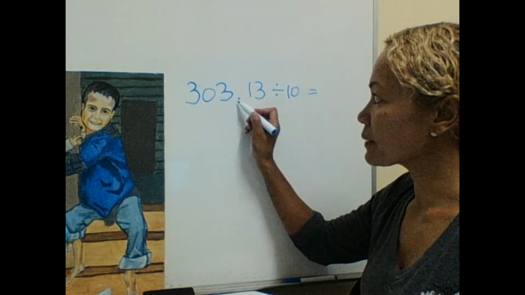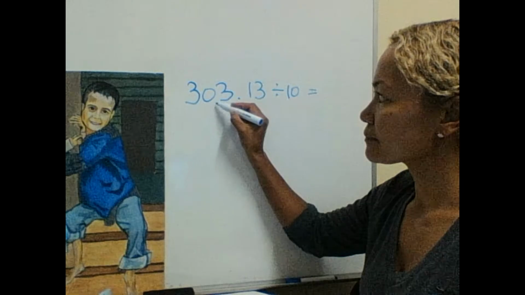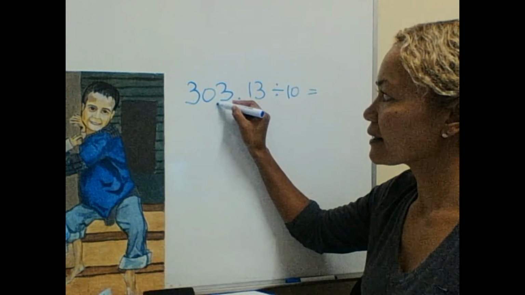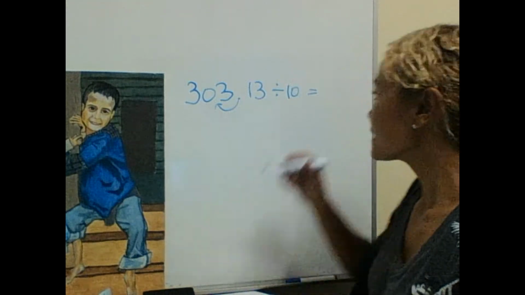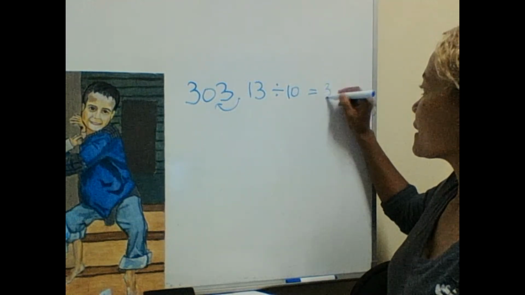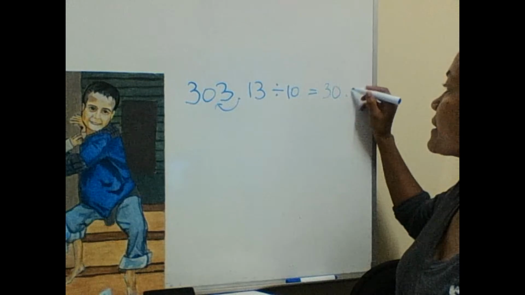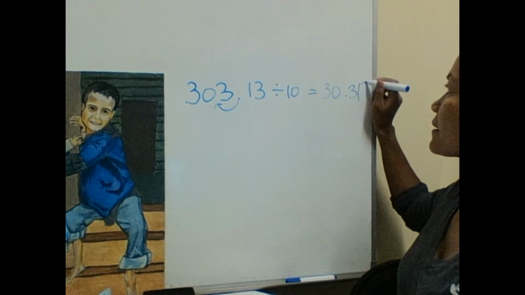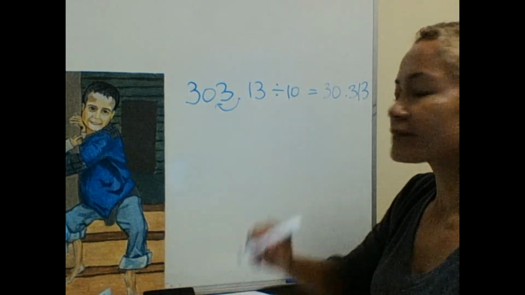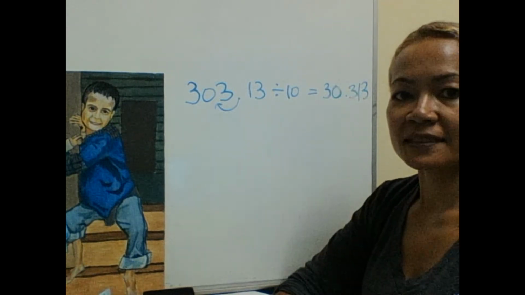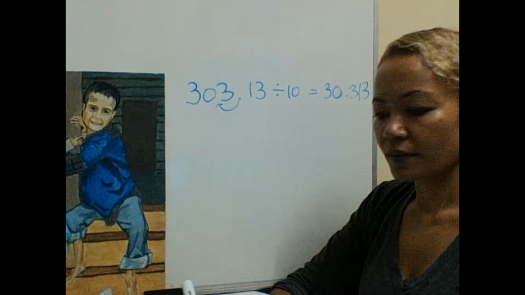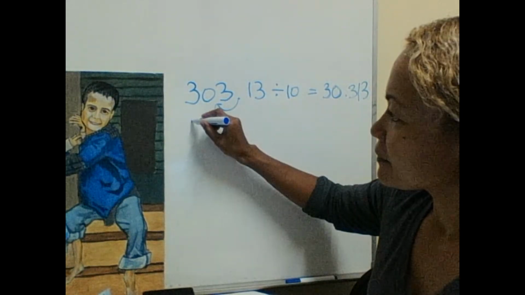10, 1 place. Okay? All right. So your answer will then be 30.313. Okay. All right. Now, let me show you another example.